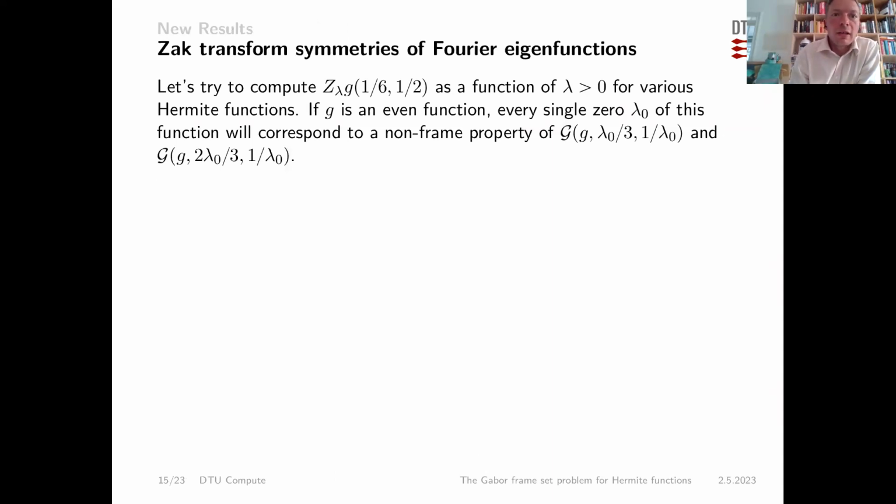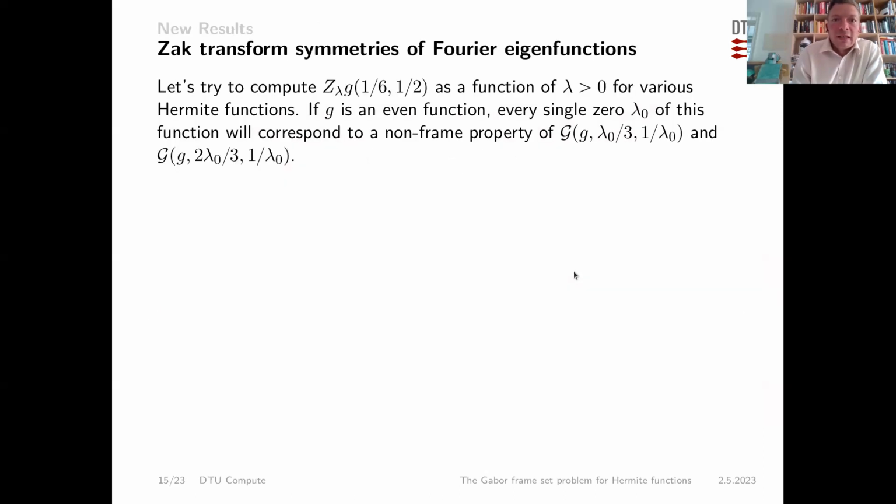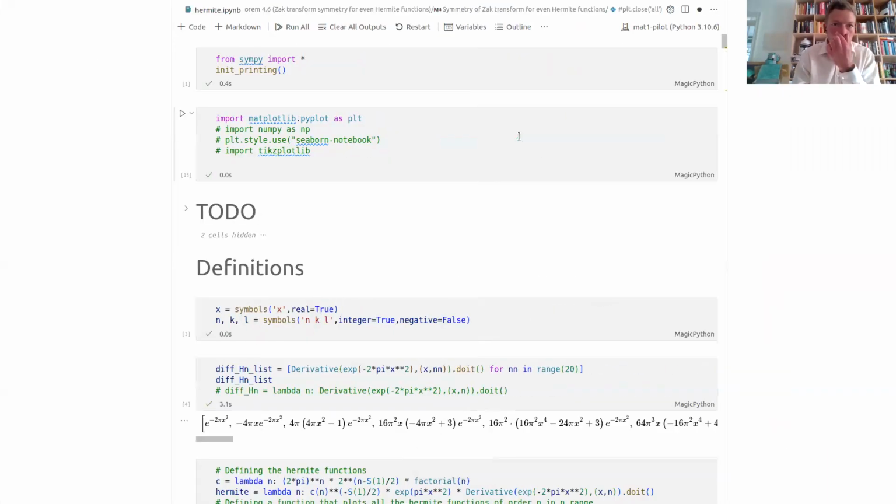All right, so let's try to compute this, right? So when G is even, I just have to find a lambda for which this function here has a 0, right? So let me go back to the second statement of obstructions for even functions. That's exactly what it says, right? And if I can find a 0, then I know that these two Gabor systems cannot be frames. And so if I have an even function, then every single 0 of this function will correspond to a non-frame property of both these two Gabor systems, simply by this zero-row failure. So let's go to Python.